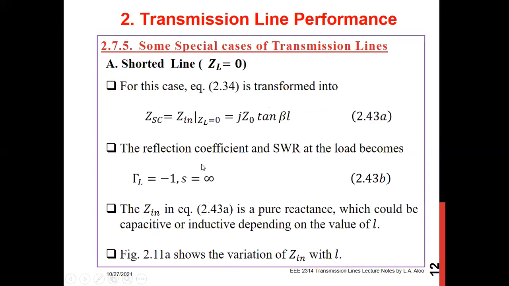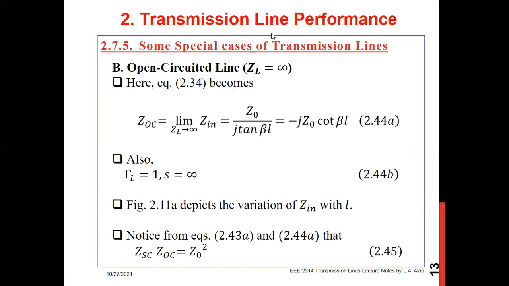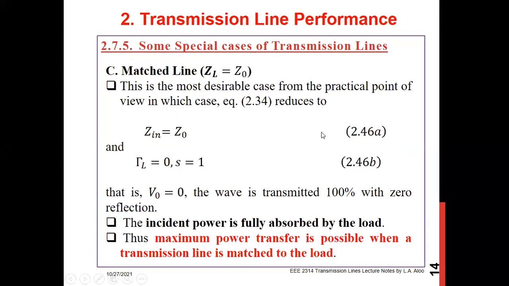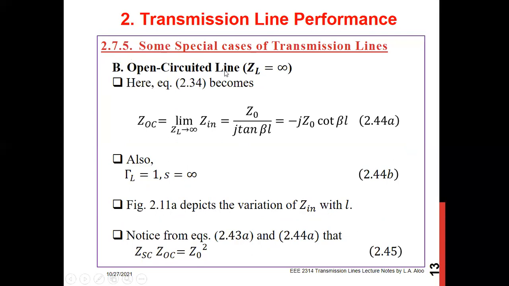Now remember here, if the line is shorted, the reflection coefficient at the load is -1, and the standing wave ratio is infinity. Good. Now, the second case that we are looking at is the open circuited line. And remember, I said that for the open circuited line, we will have the entire signal launched into the transmission line being reflected back to the source. So there's no load connected.